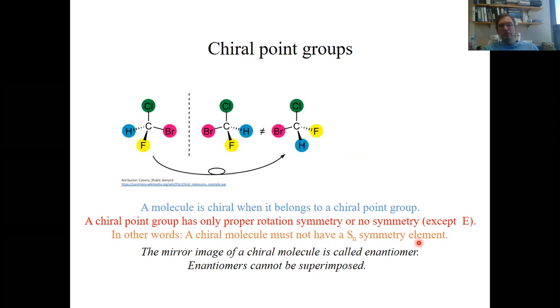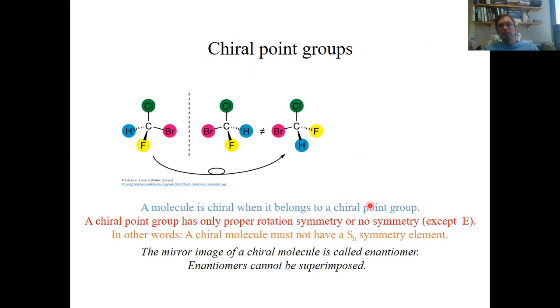So now, last but not least, I briefly wanted to talk about chiral point groups. A molecule is chiral when it belongs to a chiral point group.